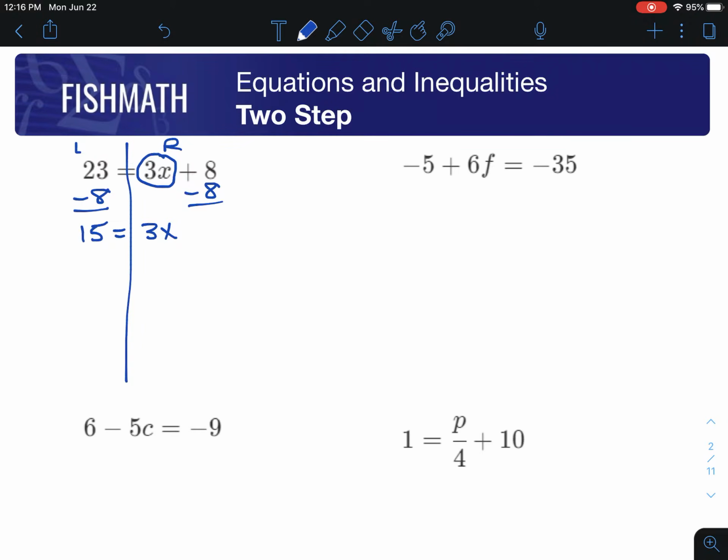With any two-step equation, you make a two-step into a one-step after you do your first step. And now we just want to get x by itself. We divide both sides by that 3 in front, and you get 5 equaling x.